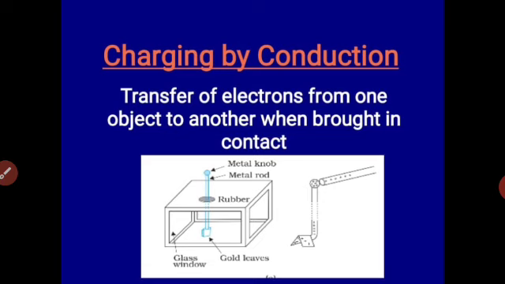The second method is charging by conduction. It is the transfer of electrons from one object to another when brought in contact. Now the difference here is that the object has to be in contact with the other object so that the electrons transfer from one object to another. Like in the example of the electroscope, we bring the charged rod and touch it on the metal knob of the electroscope. You have to physically touch the rod with the metal knob so that the charges get transferred.